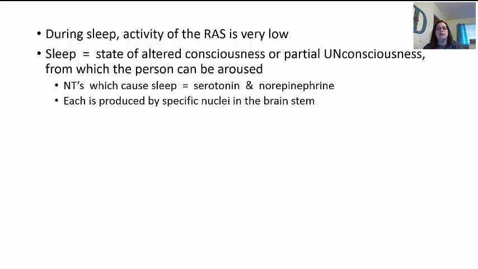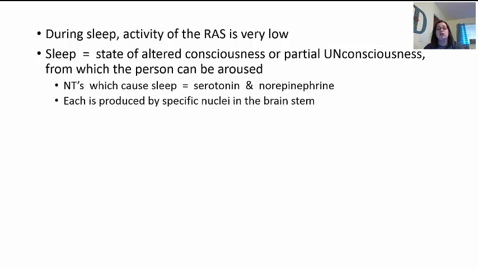So what is sleep? Sleep is a state of altered consciousness or partial unconsciousness. Now, it doesn't mean complete unconsciousness. That would be a coma, okay? Because if you're sleeping, you can still be aroused. It may just take a while to wake you up if you're in a deep sleep, okay?